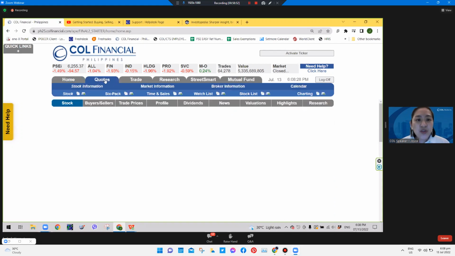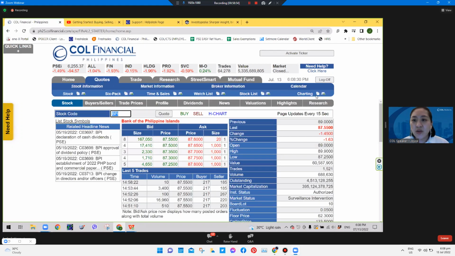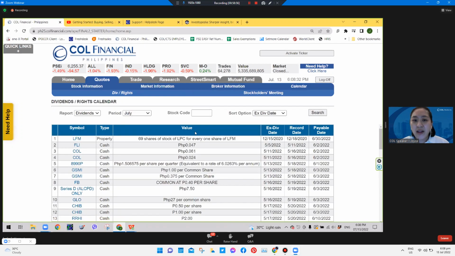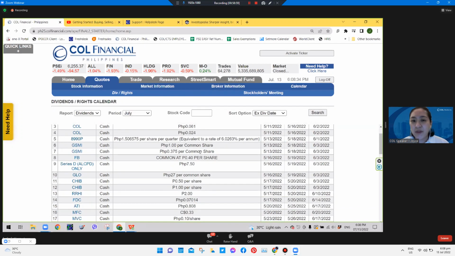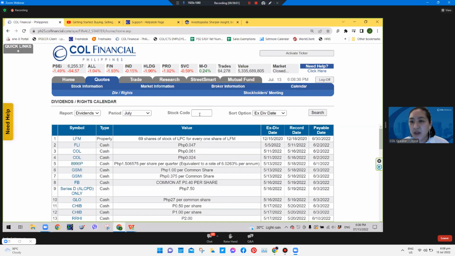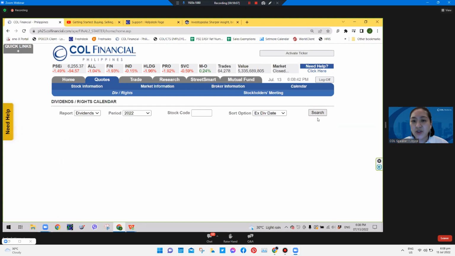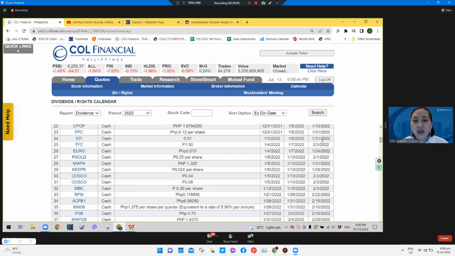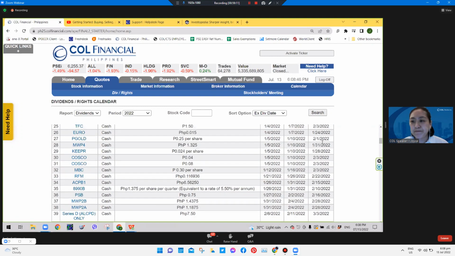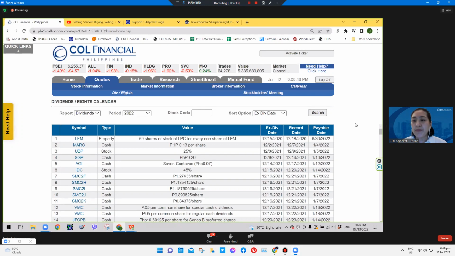What you can do is go to quotes here, go to the calendar, and then here is our calendar of dividends. You can put in the stock code here actually, or you can choose the period of 2022, click the search so that you can see all these dividends that are coming in. Okay, so for those who have their COL account with them, again, it's quotes, and then click on the calendar.